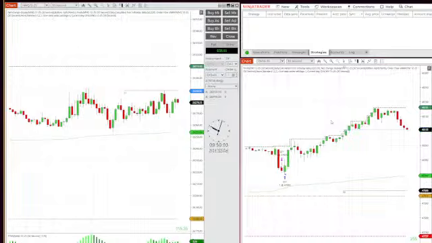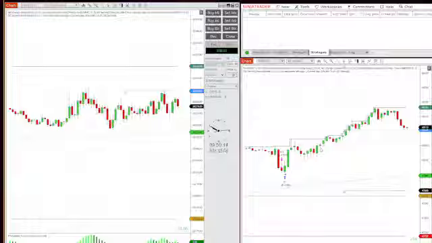Now we're late. Are they really releasing pending home sales at 10 o'clock? They're saying that they're releasing pending home sales at 10 o'clock. That normally is a gold trade.